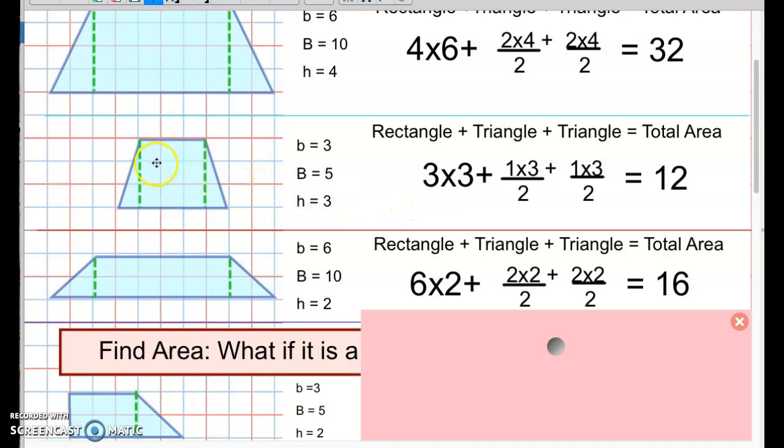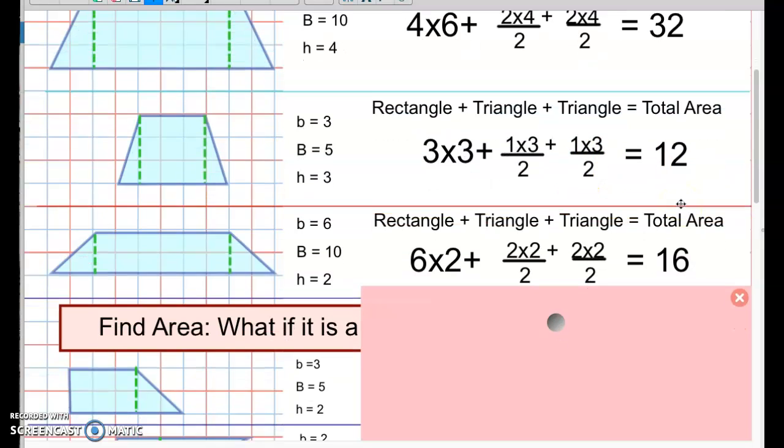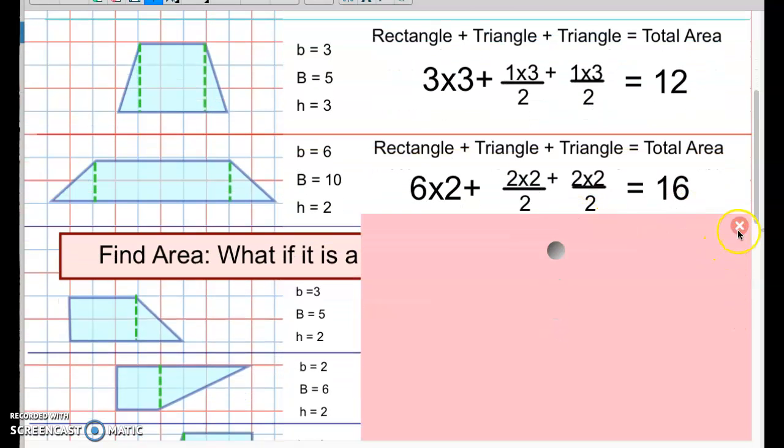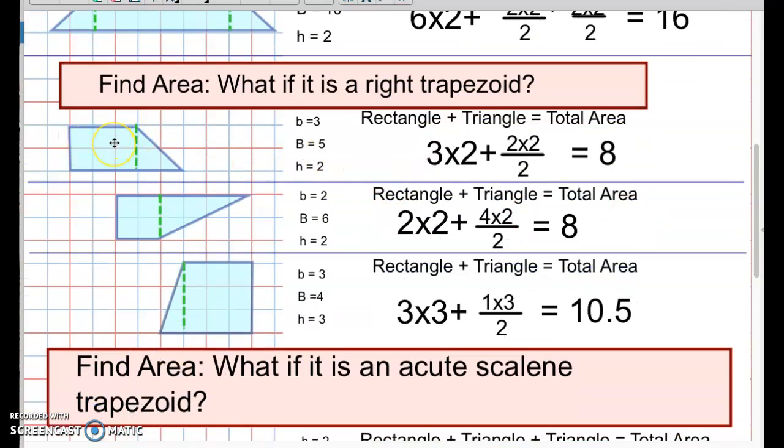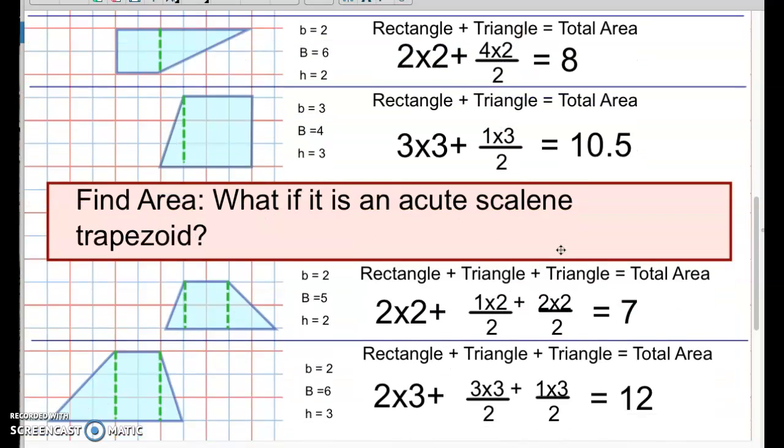So anyways, we have our rectangle, it's a 3 by 3. We have our two triangles that are also 1 by 3s. We calculate those areas. They know how to do this, and our total area is 12. Now, I've done this for all of them, including the right trapezoids. These ones, we only have 2 figures that we need to add because we have 2 right angles on this side of the trapezoid, so we end up with a rectangle and a triangle. So one less figure to calculate.